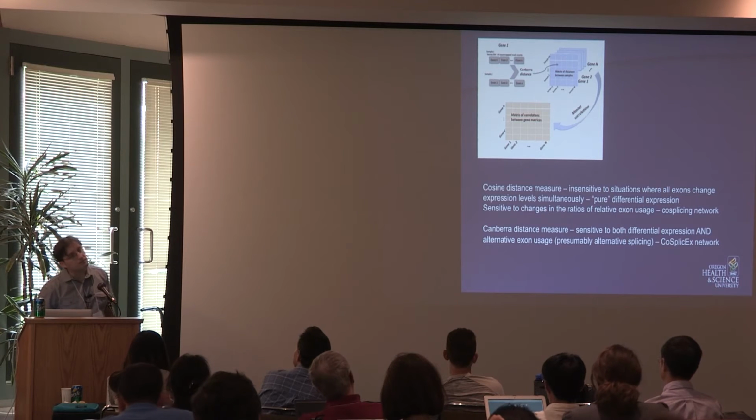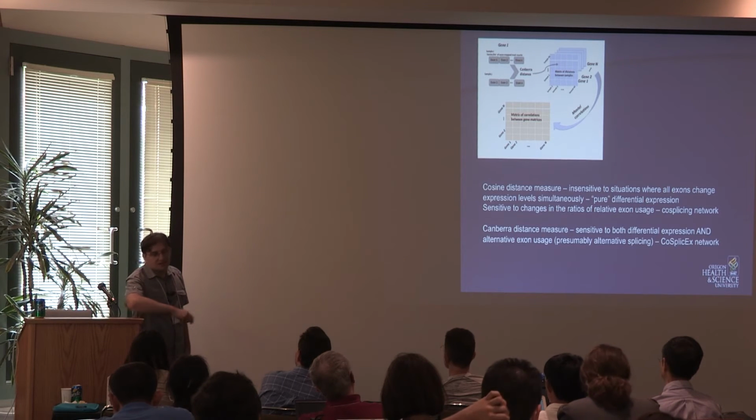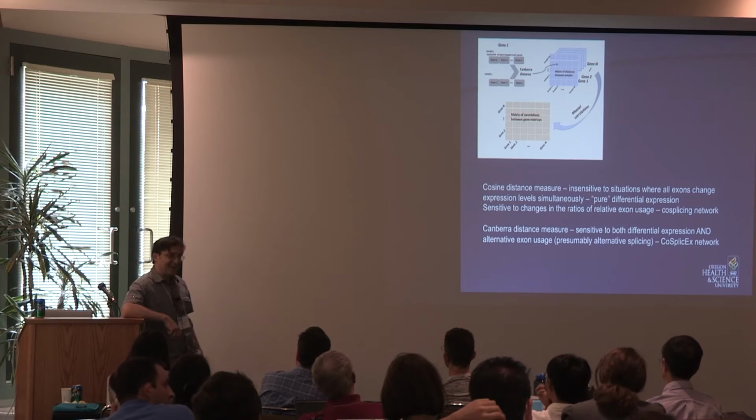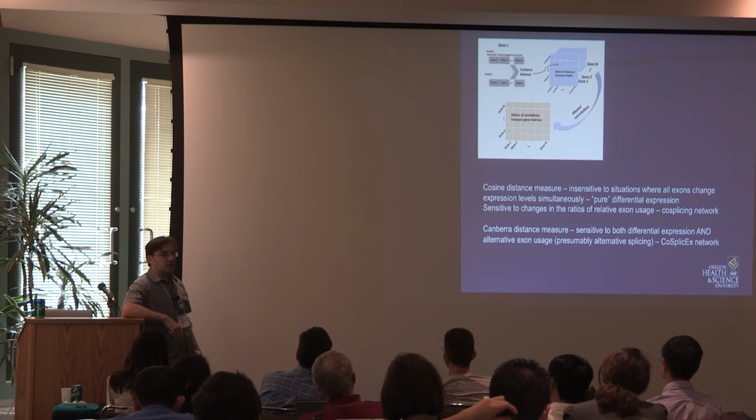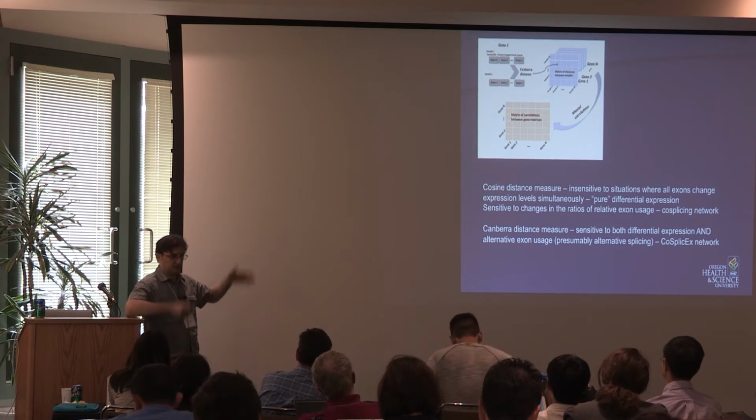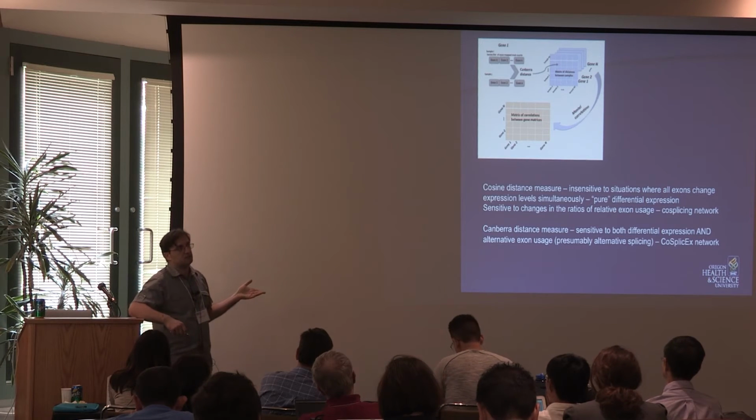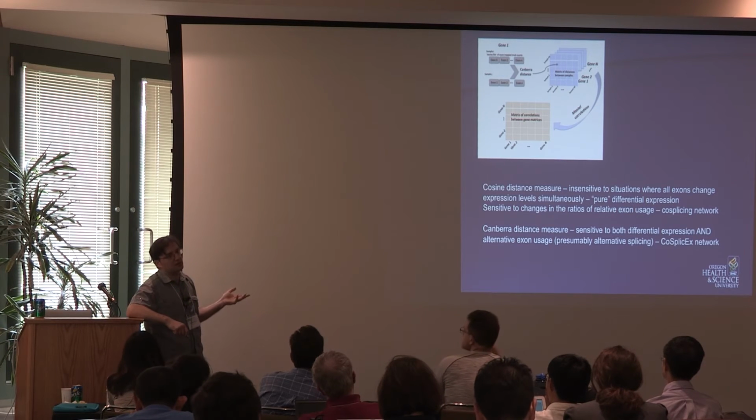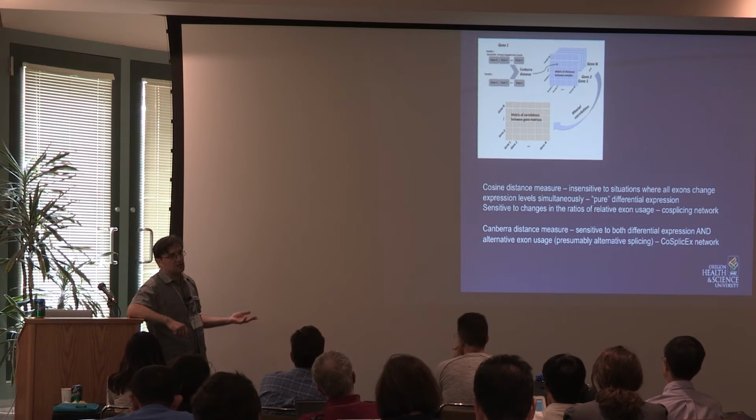And why don't you use Euclidean distance here? For simplicity. Because with the Canberra distance measure, I compute the difference between two exons, and I normalize by their sum. But Euclidean is probably giving you very similar results.